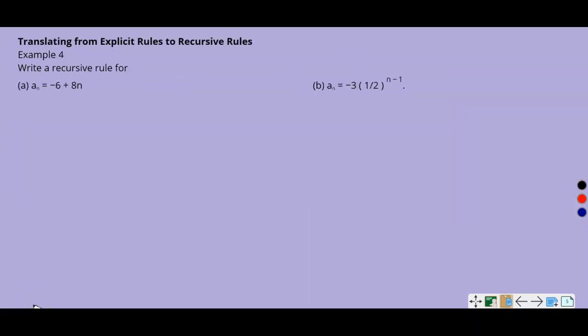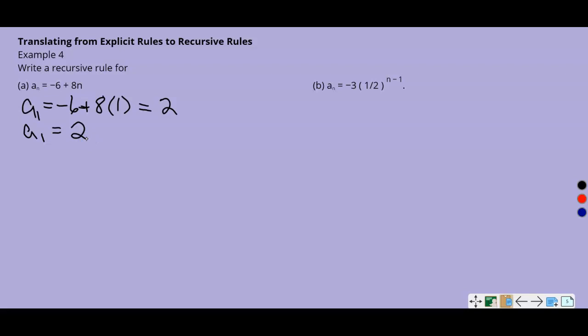Example 4, translating from explicit rules to recursive rules. Write a recursive rule for a sub n equals -6 plus 8n. All right, so if I want to find my first term here, a sub 1 equals -6 plus 8n. N in this case is 1 because we're looking at a sub 1. So -6 plus 8 times 1 is 8. So -6 plus 8 is positive 2. So we can determine that our first term is 2.